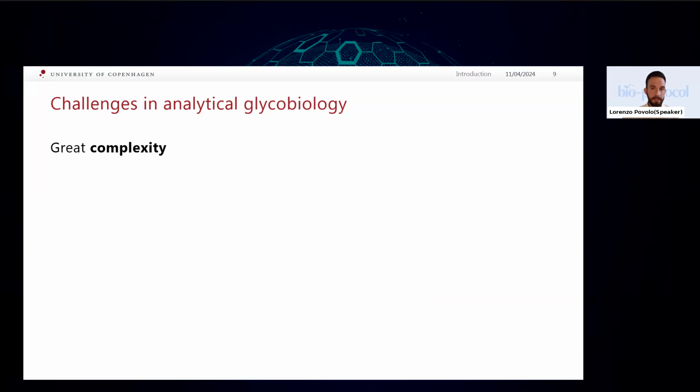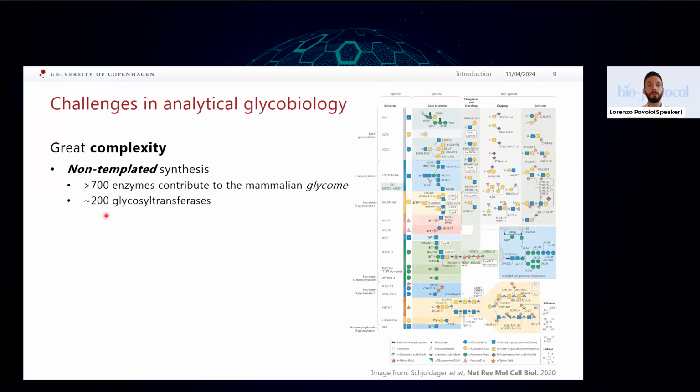The first source of complexity comes from the fact that glycans are synthesized in a non-templated way. This is completely different from what happens, for example, in DNA replication, transcription, and translation, where a template is present and the machinery follows this template. For glycans, this is not the case. Instead, more than 700 enzymes in a mammalian cell contribute to the formation of the glycome, among which around 200 glycosyltransferases are responsible for protein glycosylation.